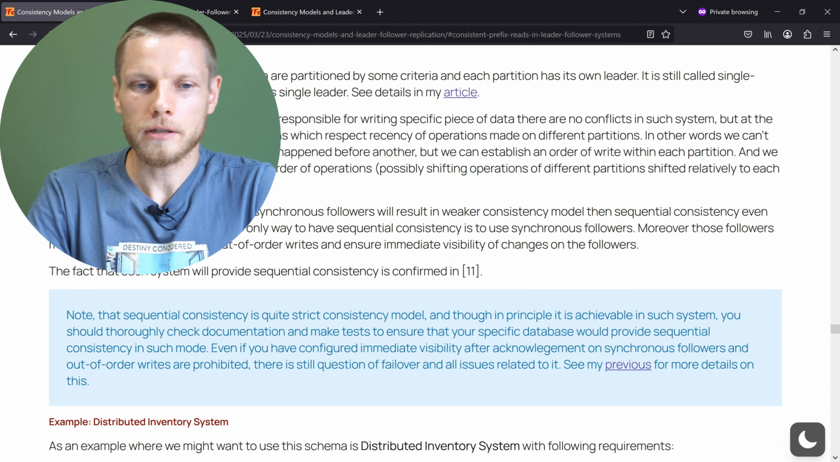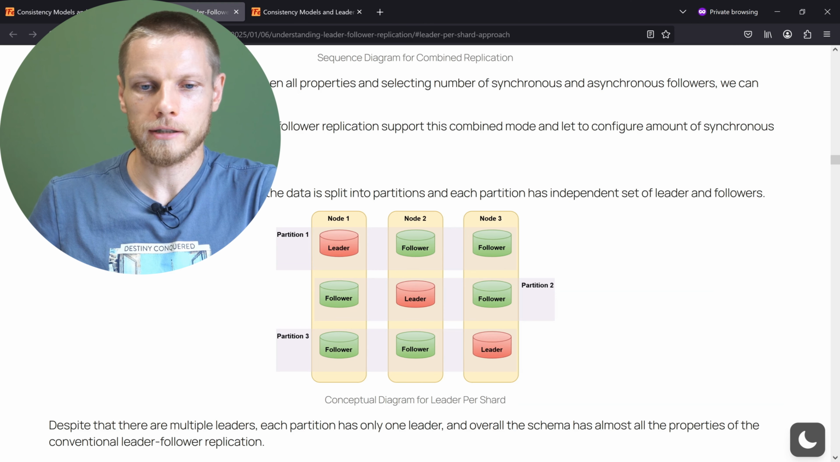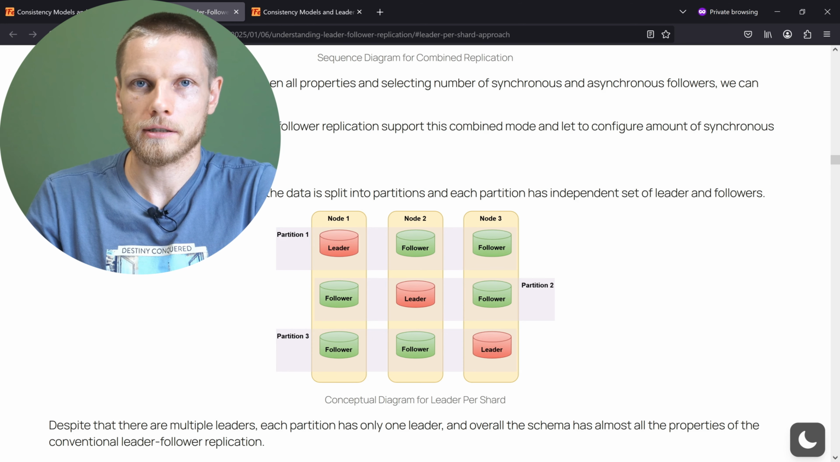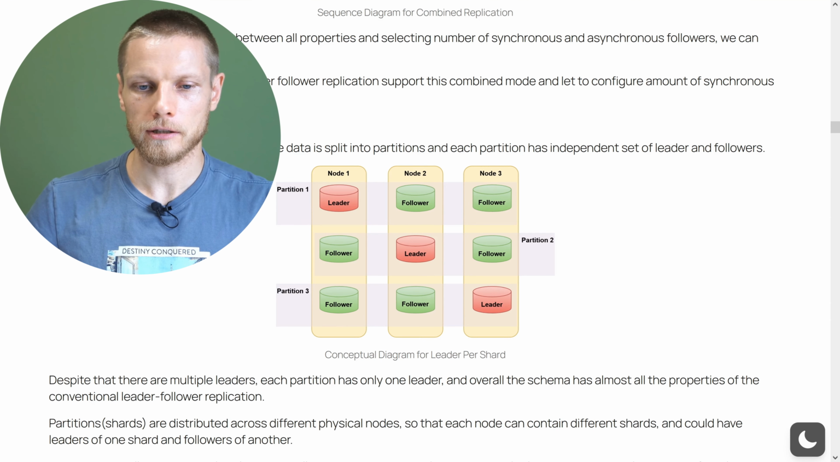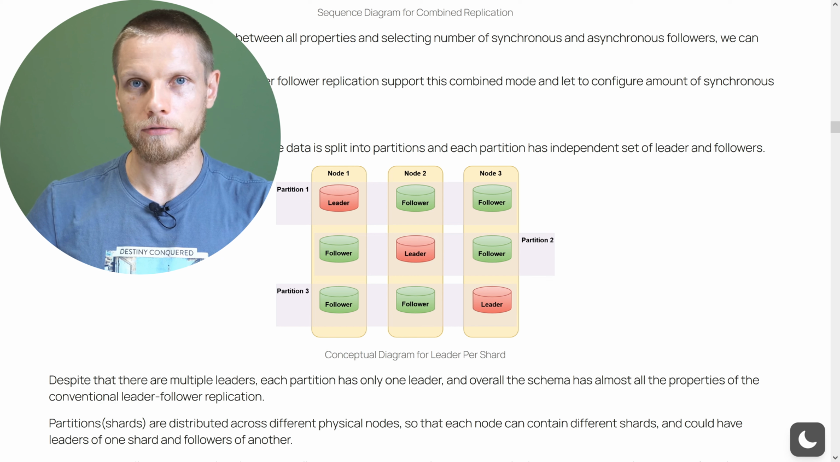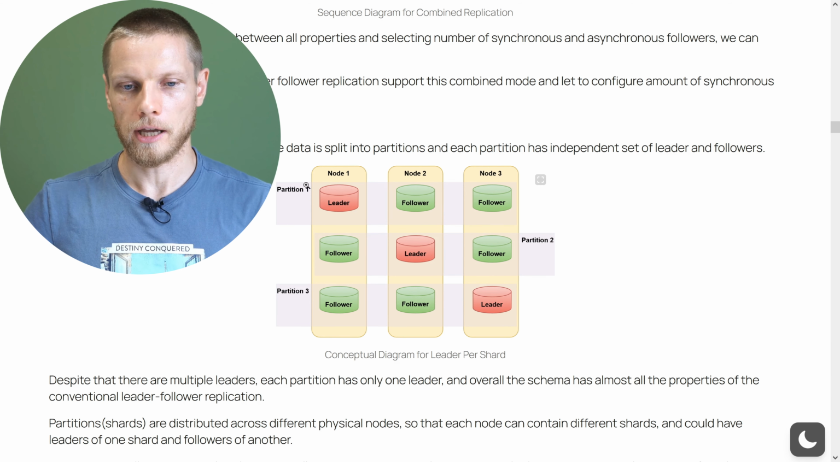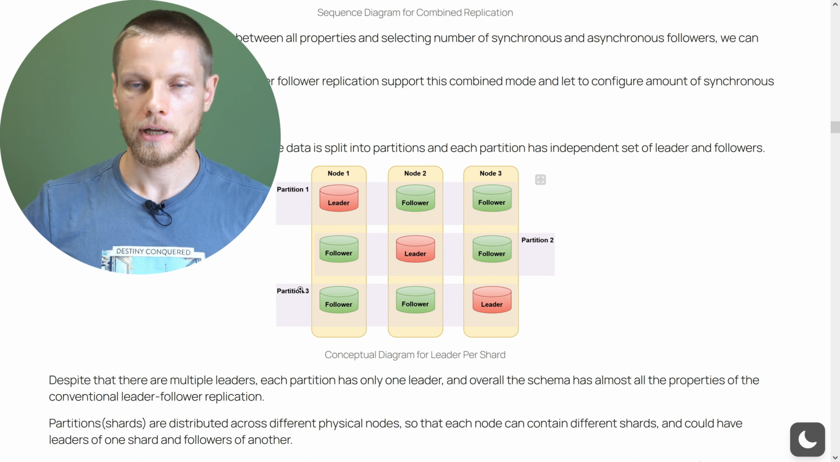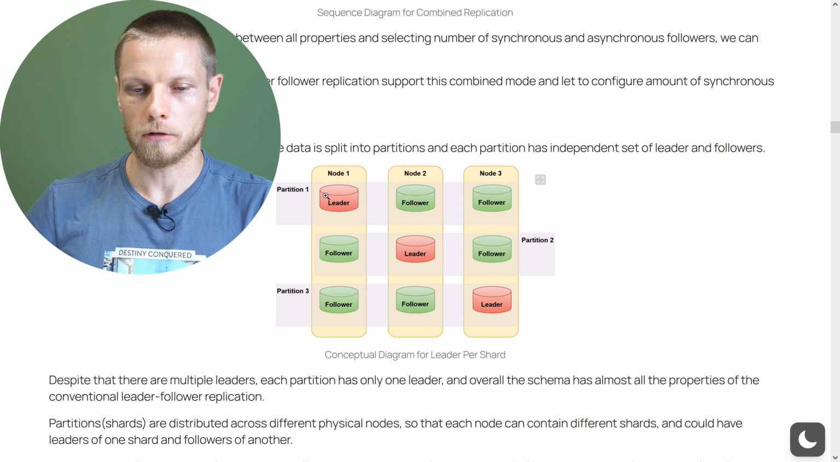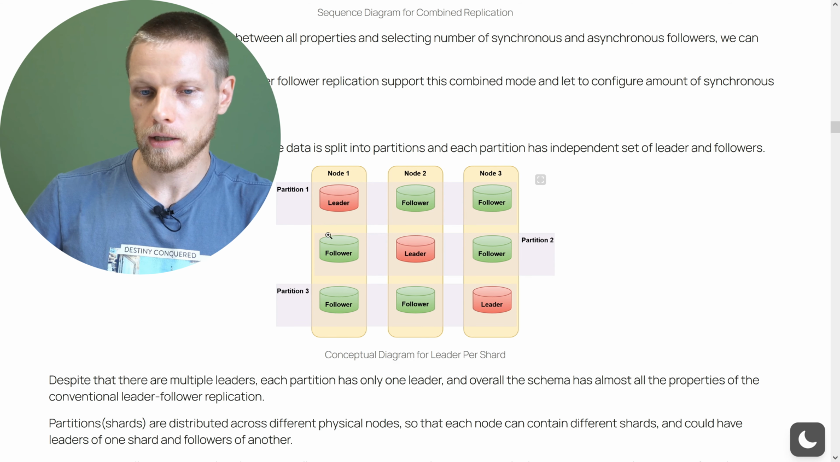For the leader per shard approach, let's refer to my other article on my website, which discusses the basics of leader-follower replication and the key idea of per shard leader, that we have multiple partitions, like partitions 1, 2, and 3. And each partition has its own leader and its own followers. And those partitions, the leaders and followers, can be distributed over the nodes. So one node can have the leader from partition 1 and followers from partitions 2 and 3.